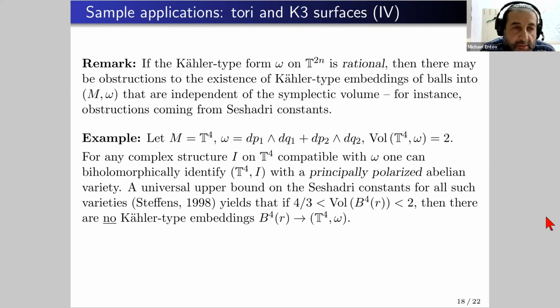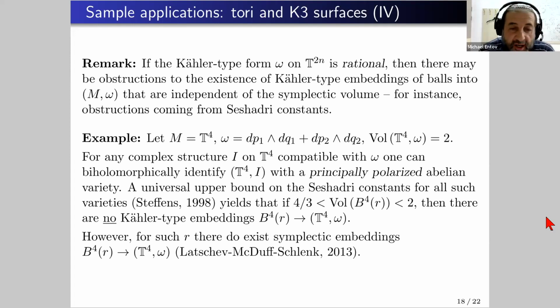Okay? But we know that for symplectic embeddings, there are no restrictions other than volume. So for such volumes, there do exist symplectic embeddings of a ball. This was first proved by Latschev, McDuff, and Schlenk. And so this way you get that any symplectic embedding of a ball of a volume between 4/3 and 2 is definitely not of Kähler-type. We get symplectic non-Kähler-type embeddings.